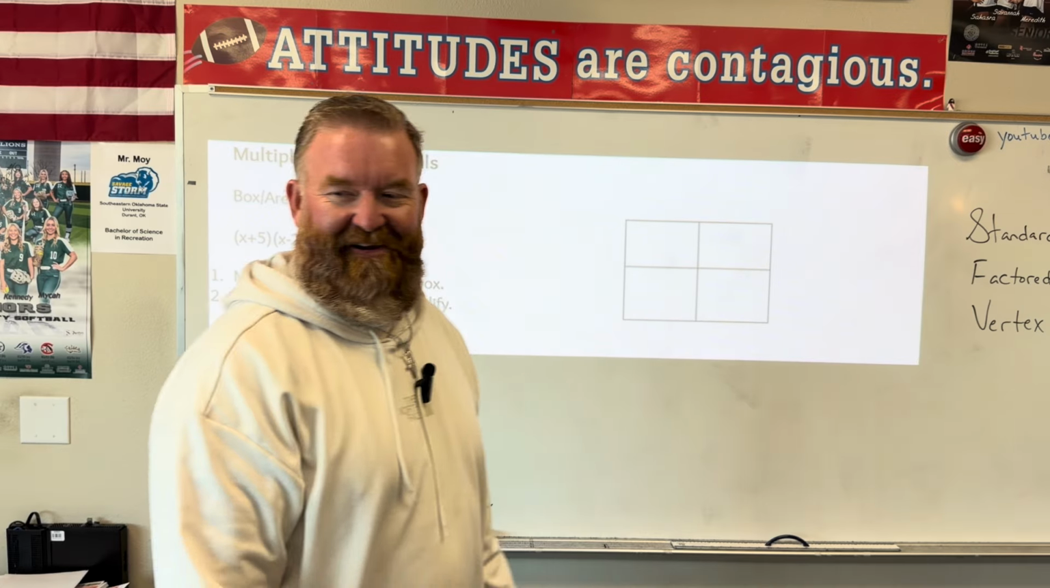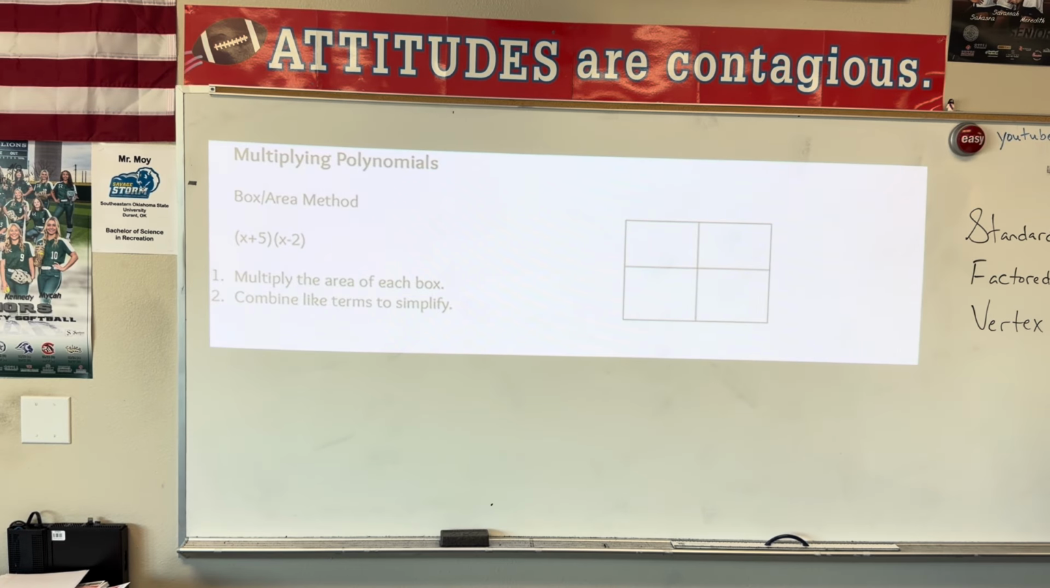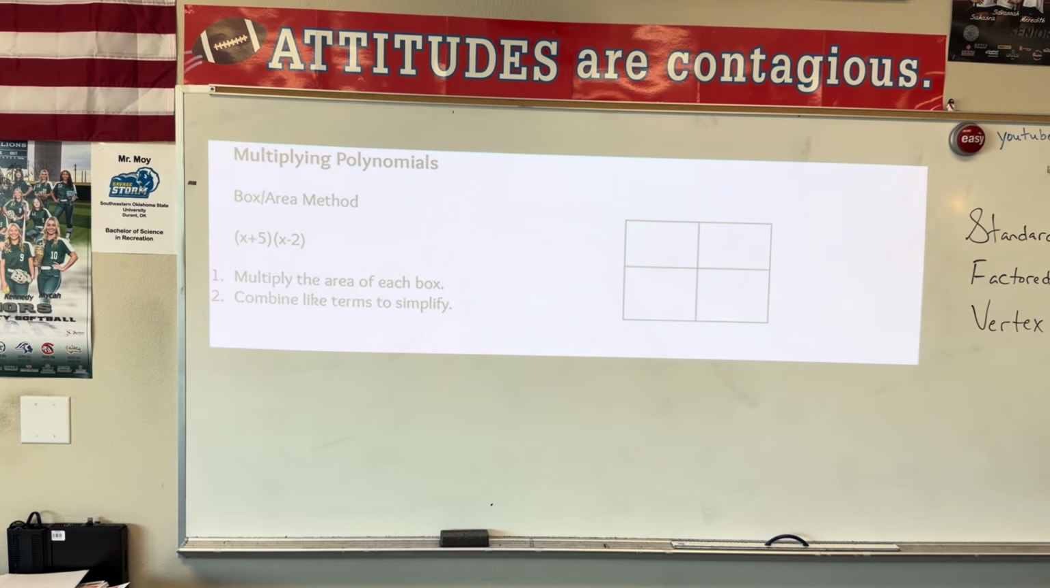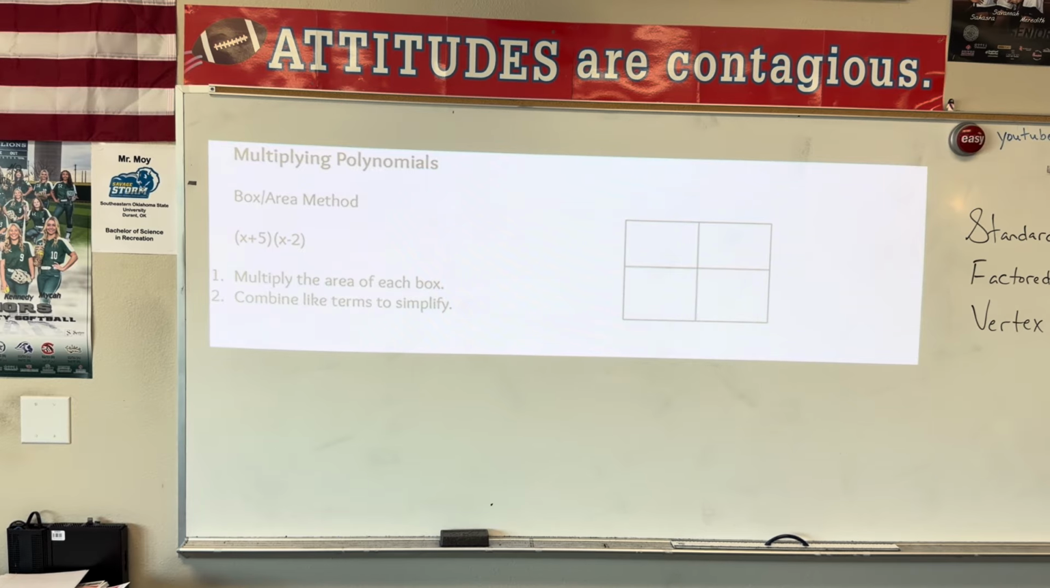Is everybody good on this? All right, is everybody on this page? So we have a box method. We have x plus 5 and x minus 2. Now, if you notice this time, I don't have a plus sign or a minus sign in the middle of it, do I? I don't have the plus or the minus, which means now I have to what? I have to multiply them.